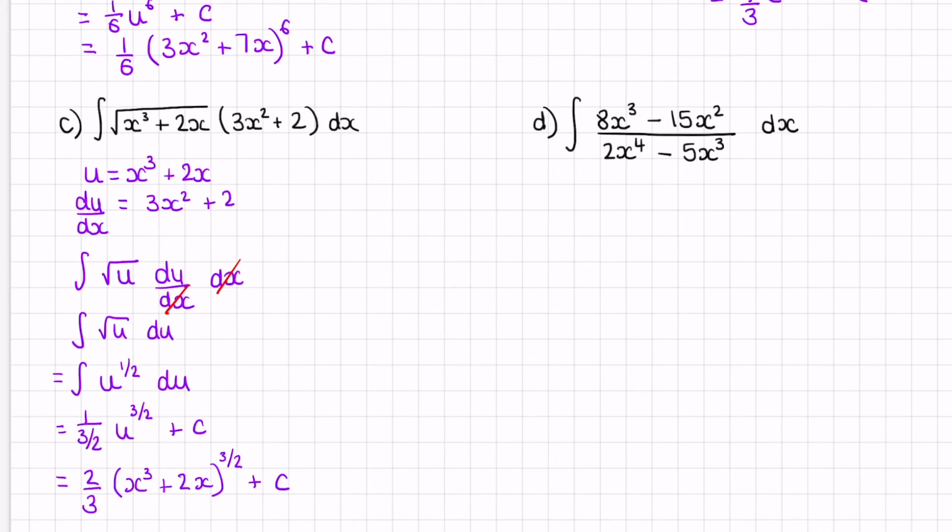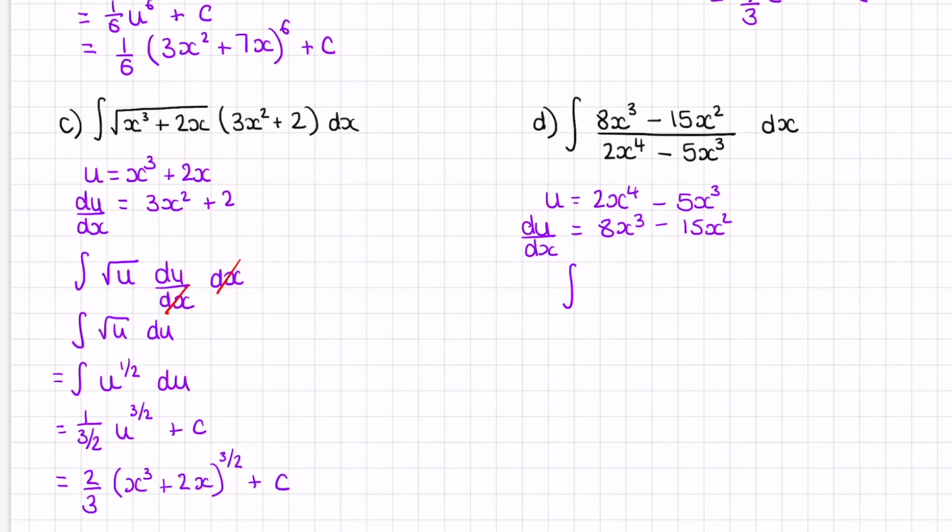Now for part D, we've got the integral of 8x cubed minus 15x squared divided by 2x to the power of 4 minus 5x cubed dx. So first of all, we're going to look for our u and our v. So our u will be the denominator, which is 2x to the power of 4 minus 5x cubed. Let's do our derivative. So du dx of this would be 8x cubed minus 15x squared, which we already have in our numerator. So now we can just do our substitution.